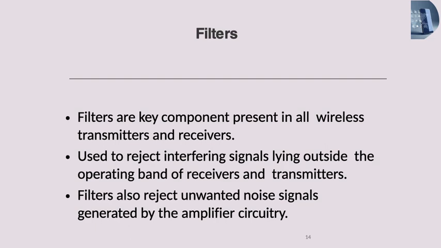Filters are key components present in all wireless transmitters and receivers. There are different uses of the filter. Filters are used to reject interfering signals lying outside the operating band of receivers and transmitters. These also reject unwanted noise signals received or generated by the amplifier circuitry.